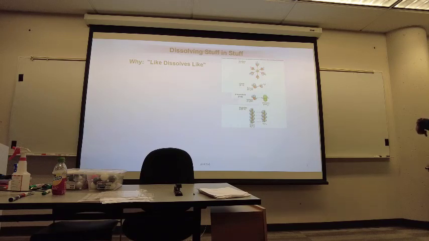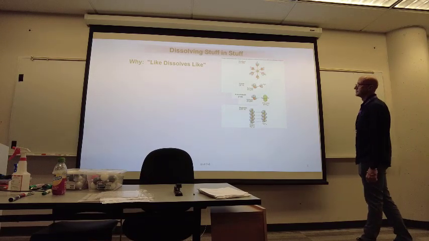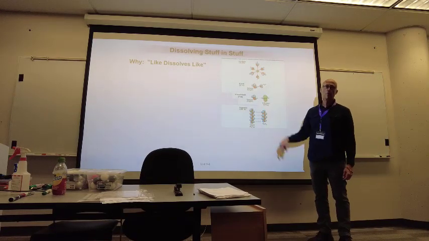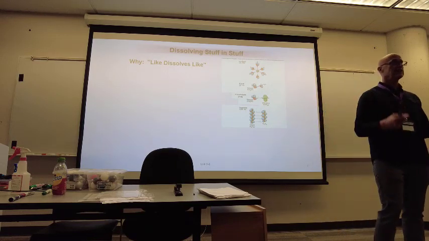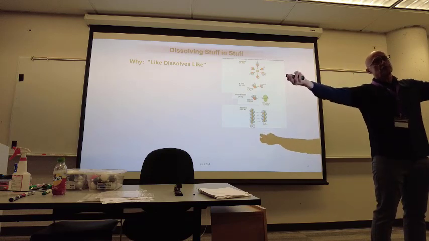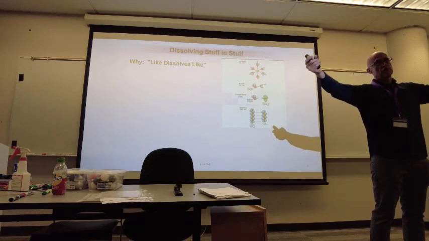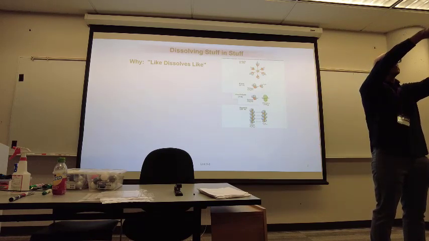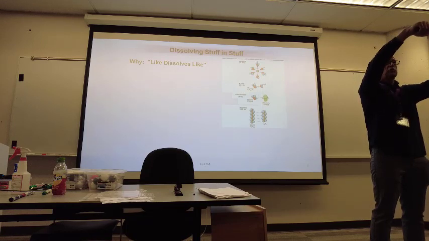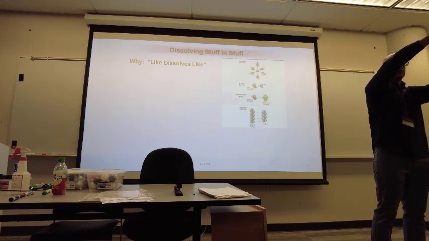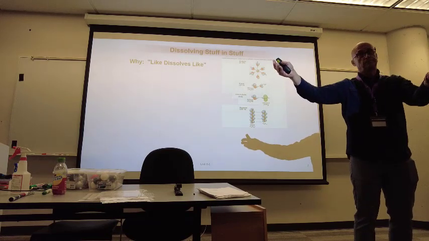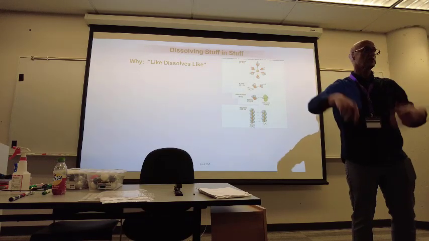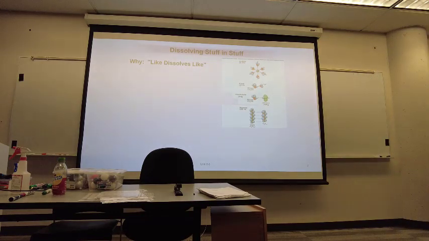H bonds dissolve other H bonds. H bonds, of course, dissolve other dipoles. Dipoles dissolve other dipoles. I just think of it this way: if you've got a charge, you'll dissolve something with a charge. So what gives rise to a charge? Ions, H bonds, and dipoles. These all group together. Then the other side of things is dispersion. Dispersion dissolves dispersion. Like dissolves like.